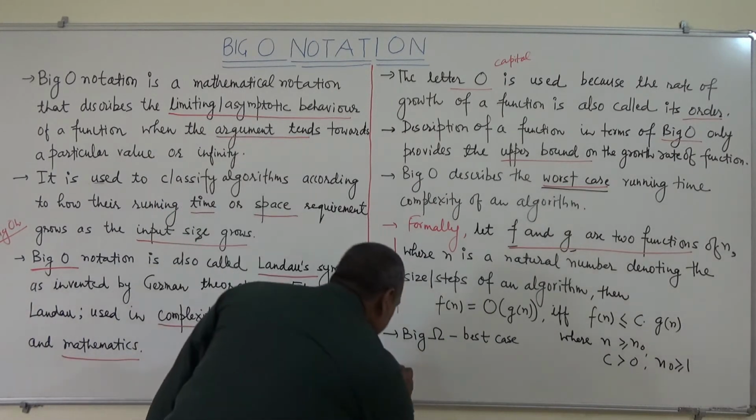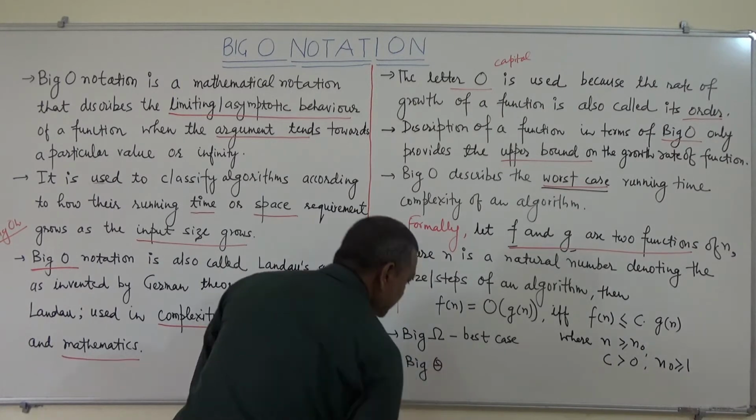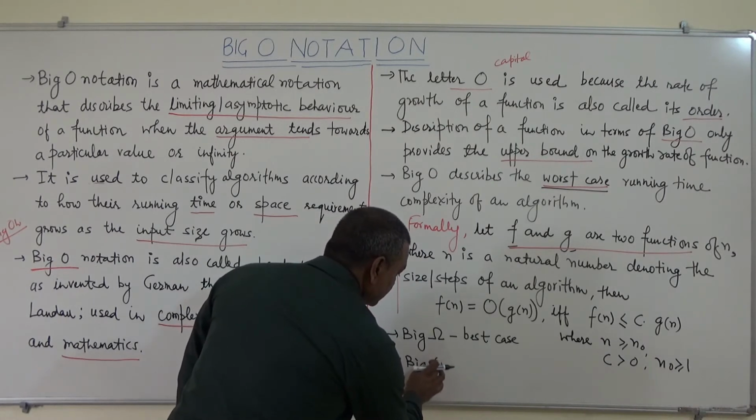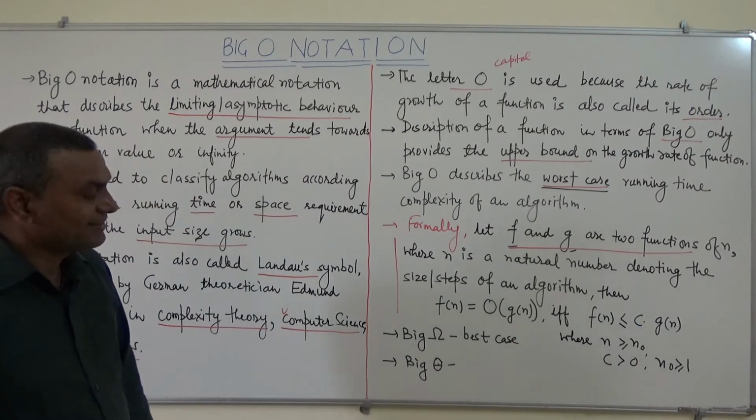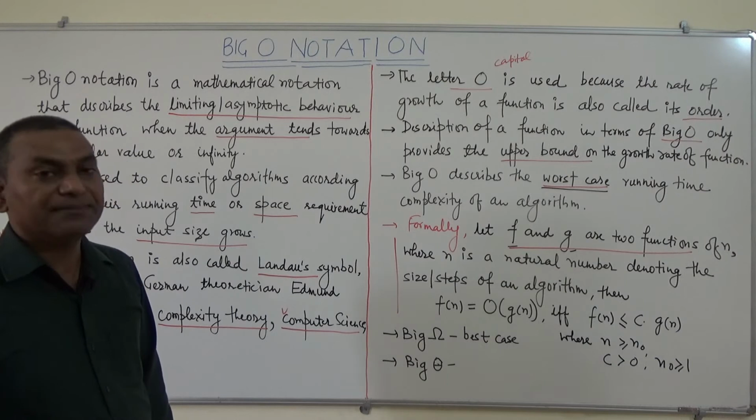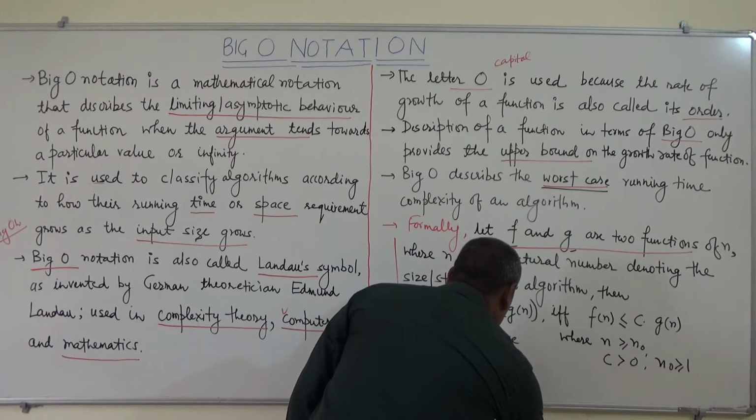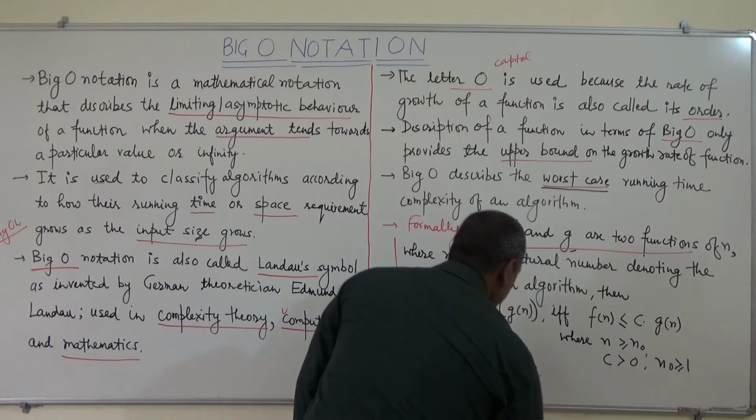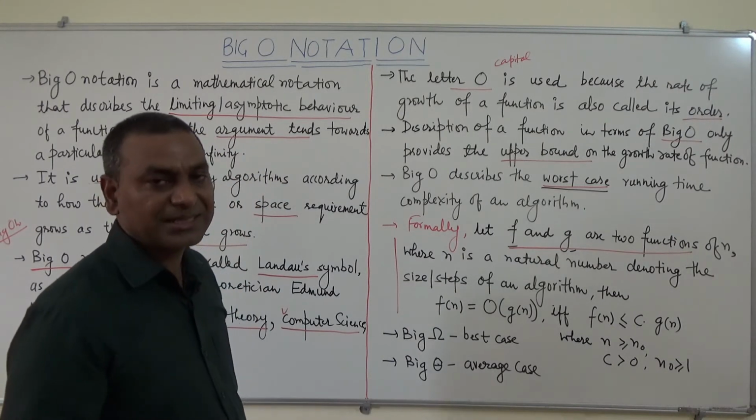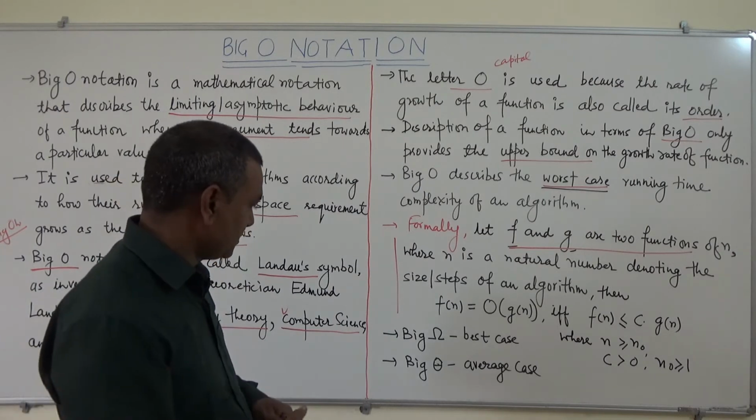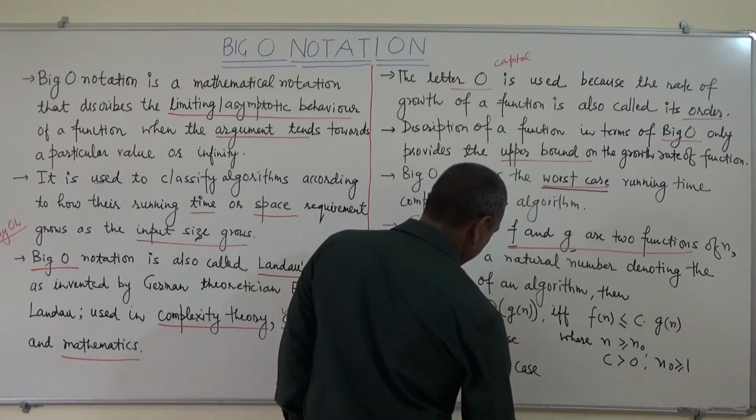On the other hand, big theta describes the average case running time complexity, because it deals with some range that lies between the lower and the upper bound. So this is big omega and this is big theta.